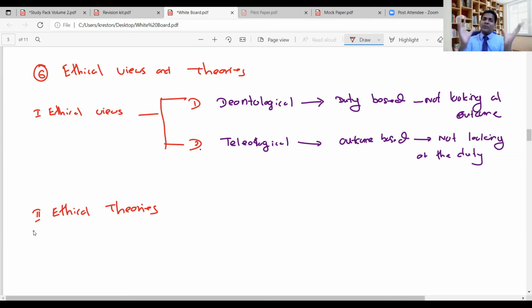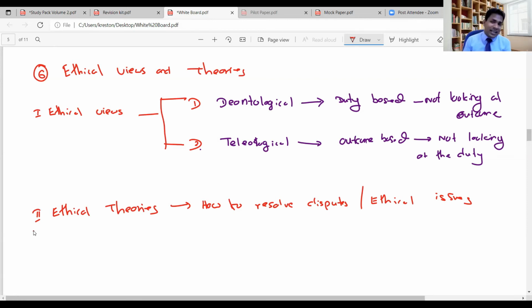Likewise, when there is an ethical problem, how it has to be resolved, there are some global theories like ethical views, like ethical theory. How to resolve disputes or ethical issues? How can I resolve my ethical problem? For that, there is a globally accepted methodology we call the AAA model, the American Accounting Association model.